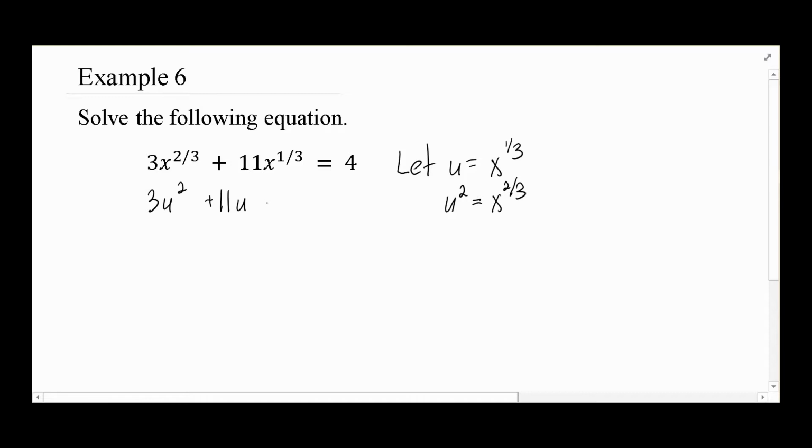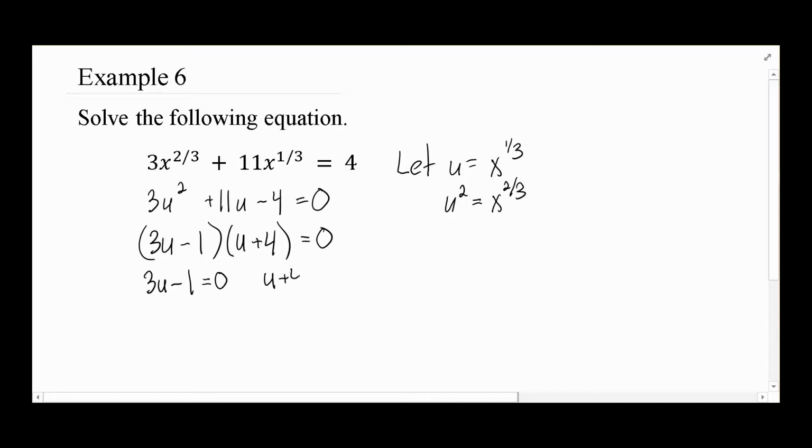Now we're going to go ahead and subtract the 4 to the other side right now, since we know that's what we're going to end up needing to do. And now we have an honest-to-goodness quadratic. Now we can go ahead and factor this. So this factors as 3u minus 1, u plus 4 equals 0, meaning either 3u minus 1 could be 0 or u plus 4 could be 0.